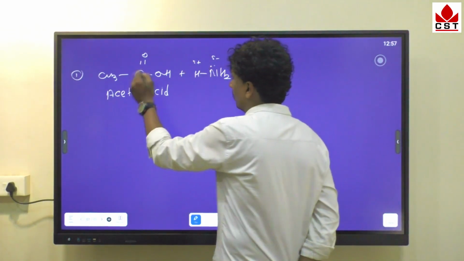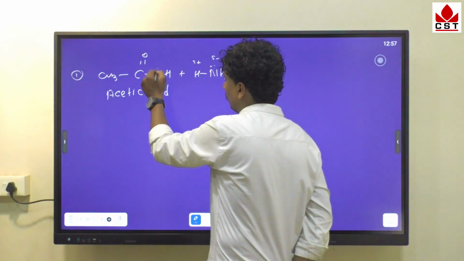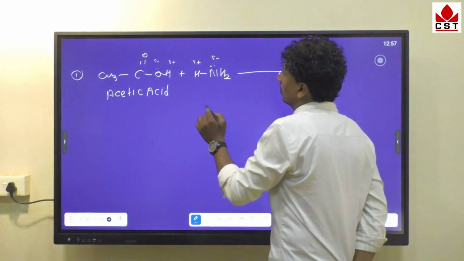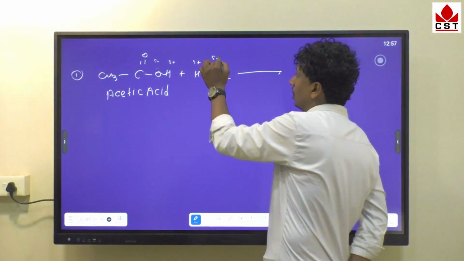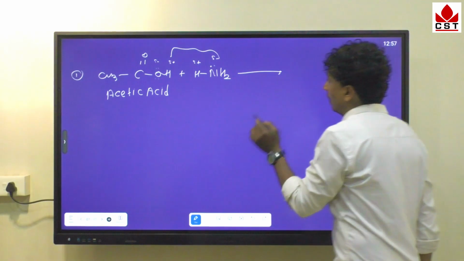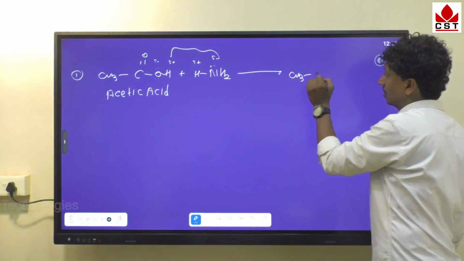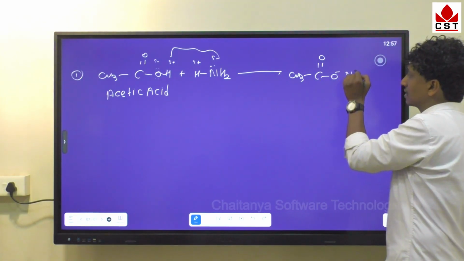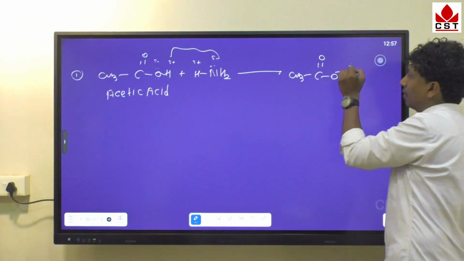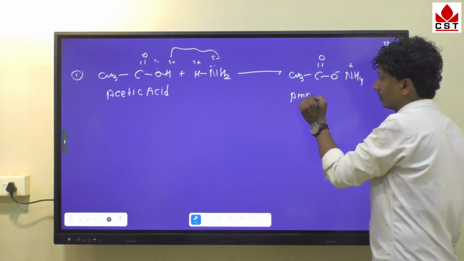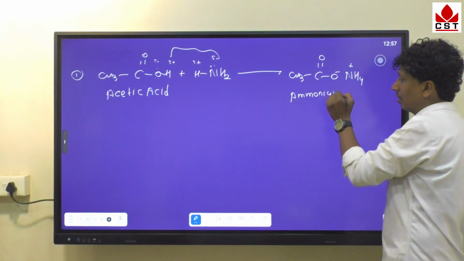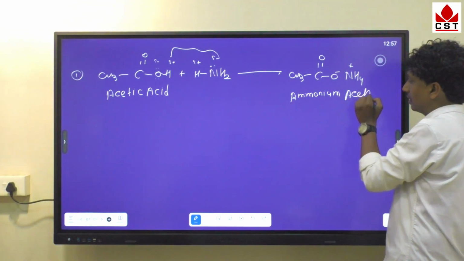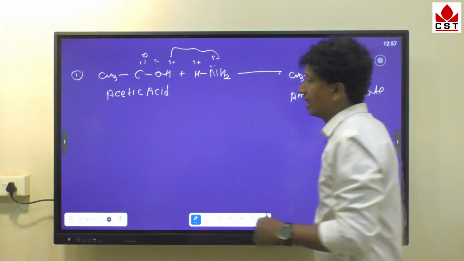So what happens in this reaction? Oxygen contains a lone pair, delta negative, delta positive. In the reaction, there is abstraction of hydrogen by NH3, and the formation of CH3C double bond O, O minus, and NH4 positive. It is the ammonium acetate salt.